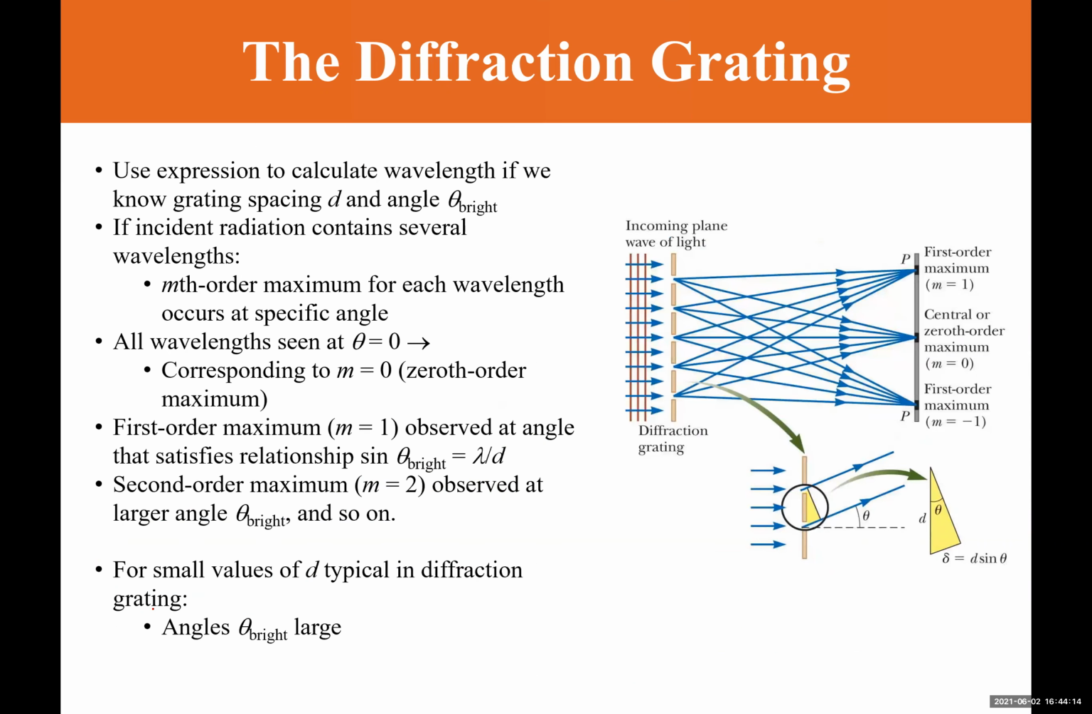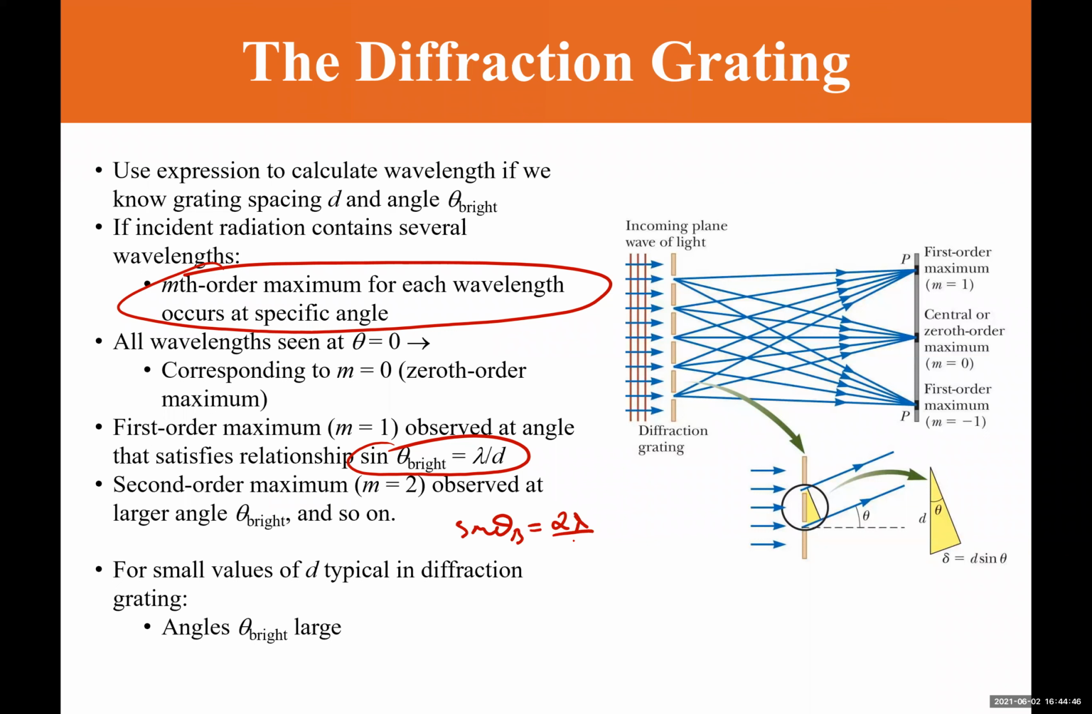All right, so you can see that the m order maximum for each wavelength occurs at a specific angle. All wavelengths are seen at theta equals 0, which corresponds to m equals 0. The first order maximum, m equals 1, is observed at an angle that satisfies the relationship sine of theta bright equals lambda over d. Then the second order, m equals 2, sine of theta bright equals 2 lambda over d, and so on. That means this is m equals 1, this is m equals 2, and so on and so forth.